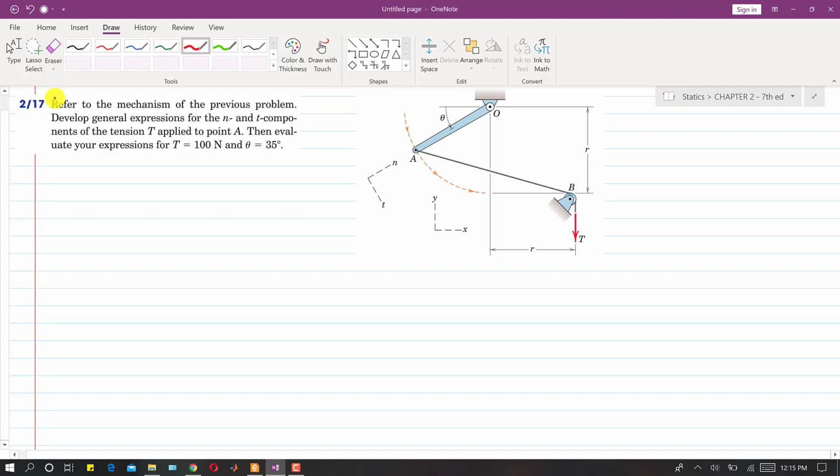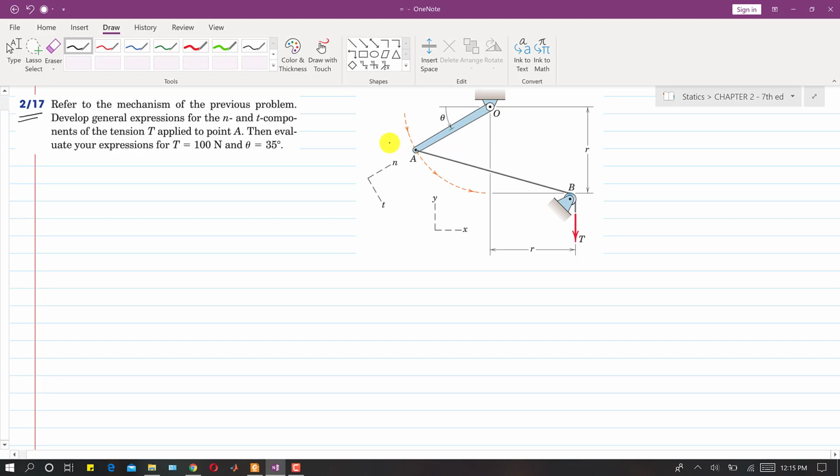Now we are going to solve this problem 217. In this problem it says to refer to the mechanism of the previous problem. So this is the mechanism of the previous problem 216. In the previous problem we developed the general expression for the Tx and Ty of the tension in the cable, right?